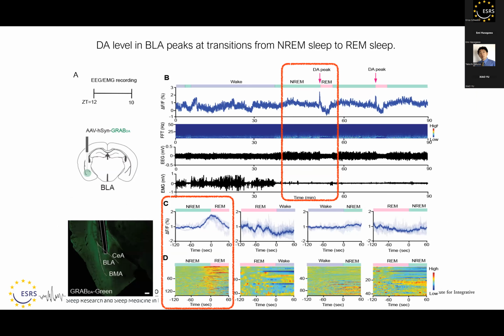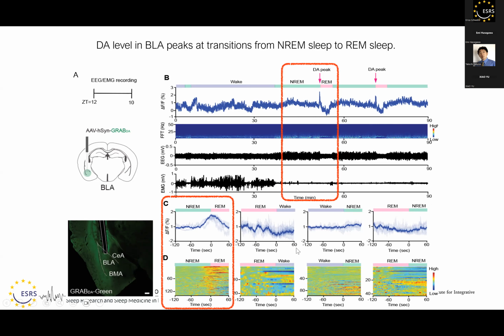The level of dopamine in the BLA, basolateral amygdala, exhibited a distinctive pattern characterized by a transient increase immediately preceding each non-REM to REM transition and a decrease during REM sleep. This is the representative pattern of DA dynamics in the BLA in mice. And these panels depict the average DA levels at each transition between vigilance states, including non-REM to REM, REM to wake, wake to non-REM, and REM to non-REM sleep.